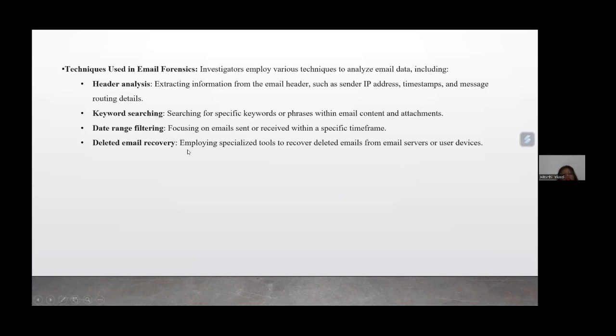Okay, then keyword searching we perform in email forensics. You write a certain keyword such as cash, such as harass, anything you type, and the emails containing the word cash will appear in front of you. That is keyword searching. Date range filtering focuses on emails received and sent, and deleted mail recovery.